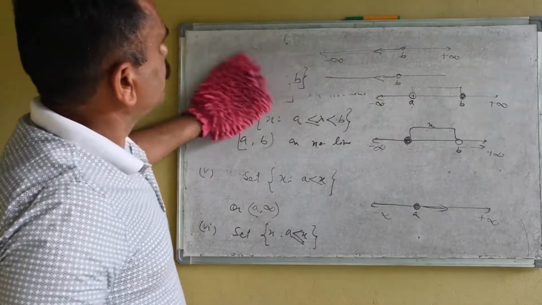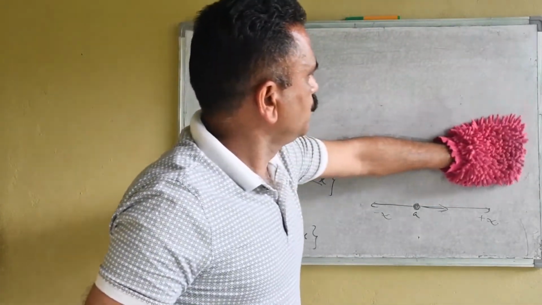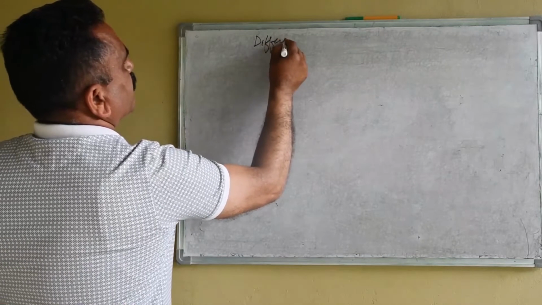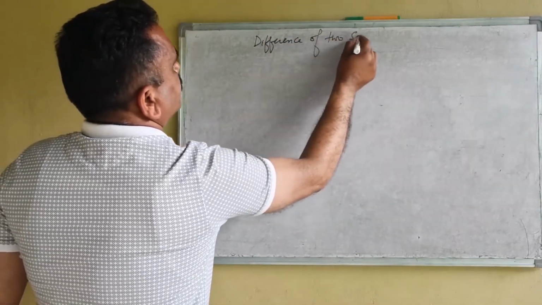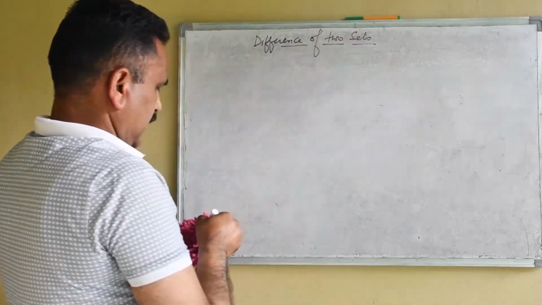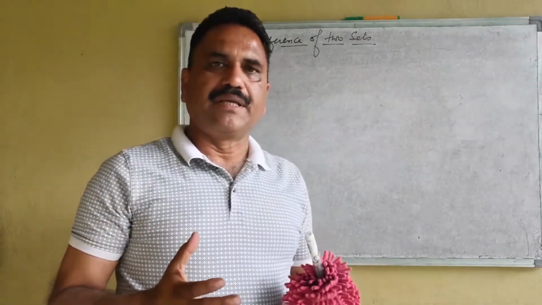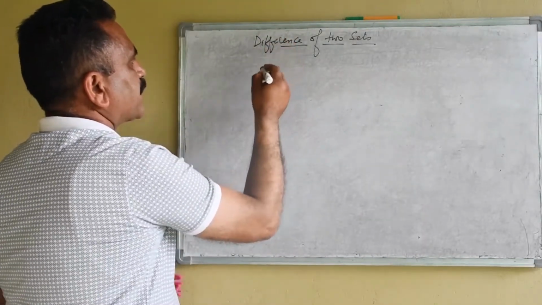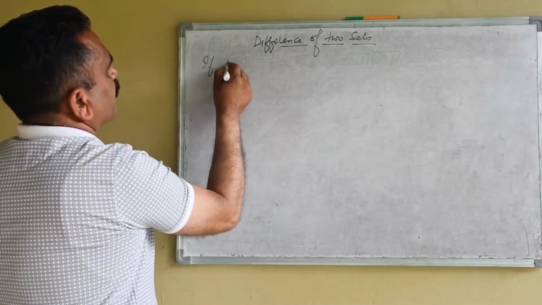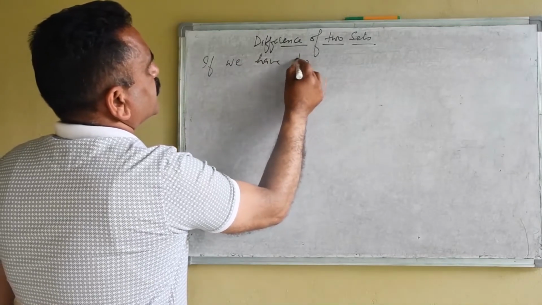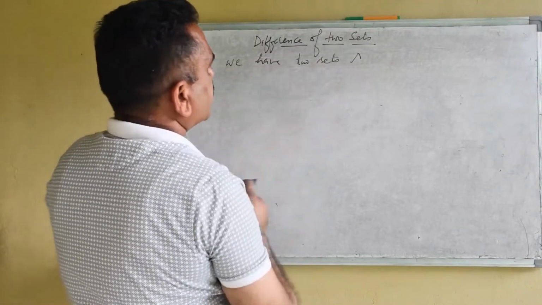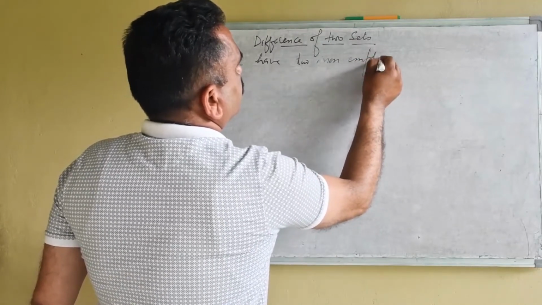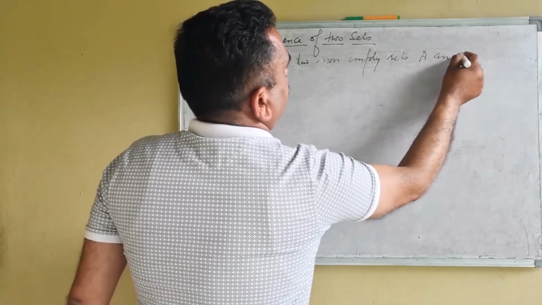Now next is difference of two sets. If we have two non-empty sets A and B, then the difference of these two sets will contain those elements which are present in A but not in B.